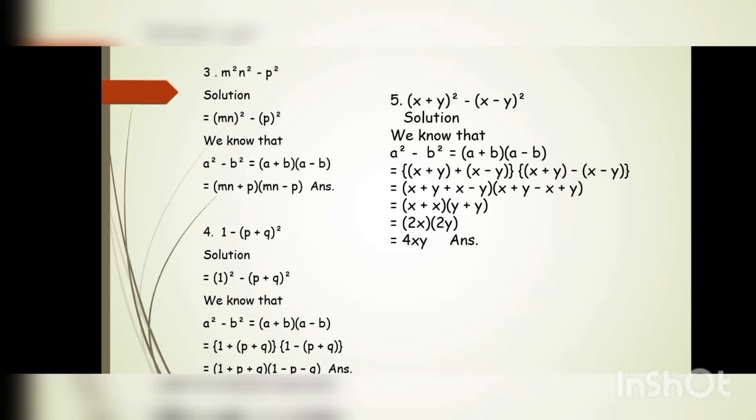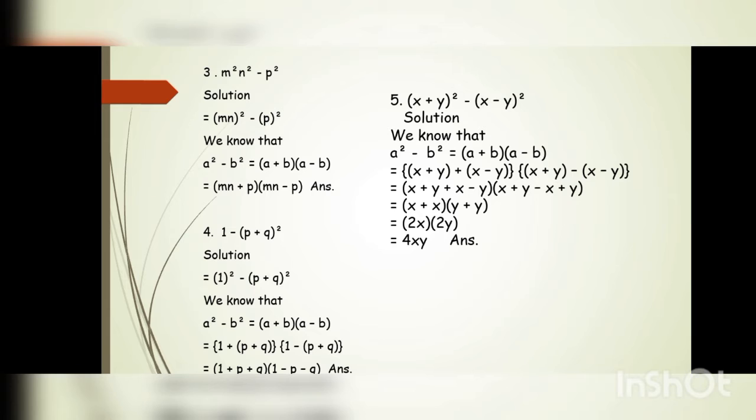Now question number 5 is x plus y whole square minus x minus y whole square. Again we can apply the difference of two squares formula, which is this. So here our a equals x plus y and b equals x minus y. So we can write according to the right hand side of this formula. The first bracket is x plus y plus x minus y, meaning this is a plus b, and the second bracket is x plus y minus x minus y, which is a minus b.